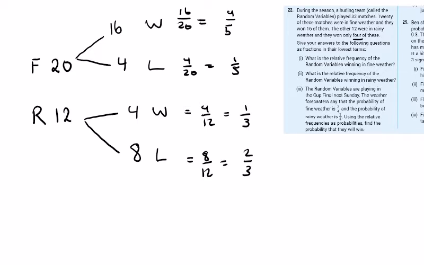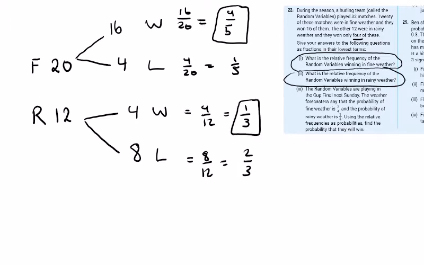What is the relative frequency of the random variables winning in fine weather? So that's the probabilities. That's question 1, 4 over 5. The relative frequency of winning in rainy weather, we have that one as well, 1 over 3. And then part C says they're playing in the cup final next Sunday. The weather forecast says that the probability of fine weather is 3 over 4. So we can add 3 over 4 up here to the fine weather part.